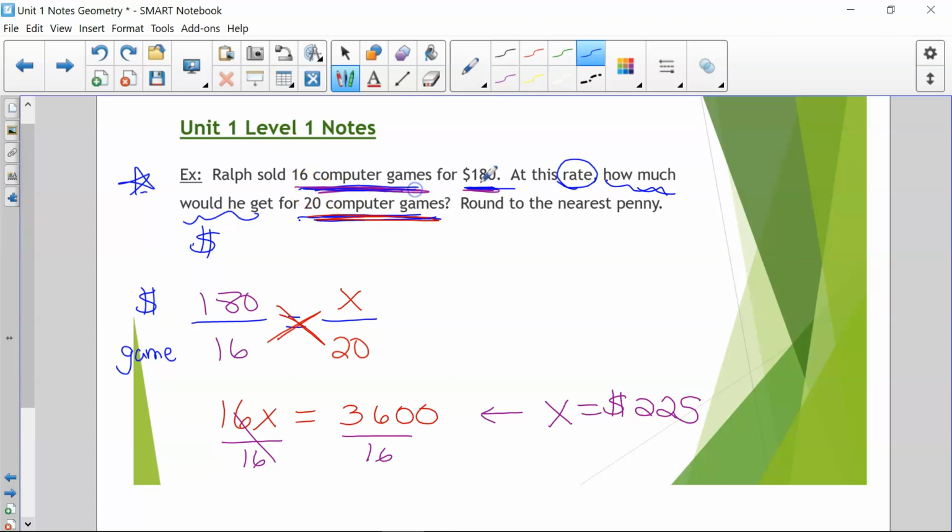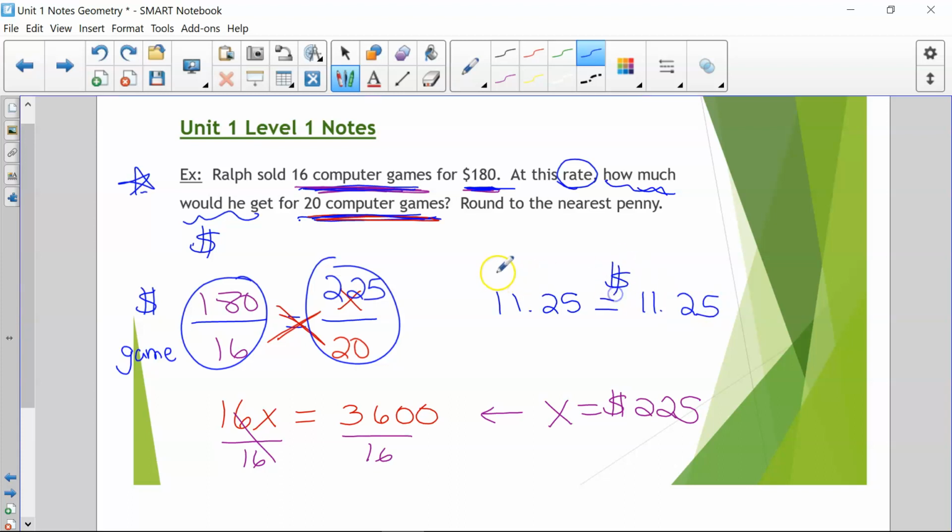And good mathematicians check our answers. So 16 computer games for $180 would be the same as 20 computer games for $225. If I plug this in and divide these out, they would have the same value. 180 divided by 16 is 11.25, and $225 divided by 20 games would be $11.25. So for each of these, they're getting $11.25 for every one video game.